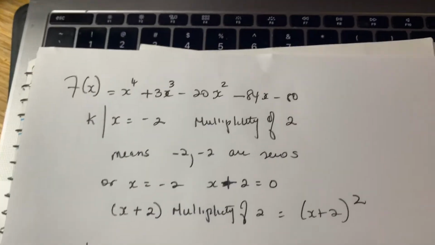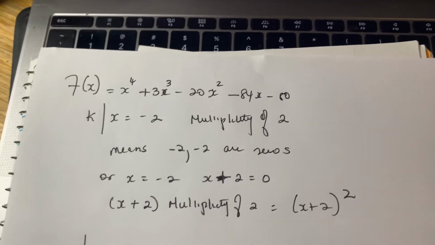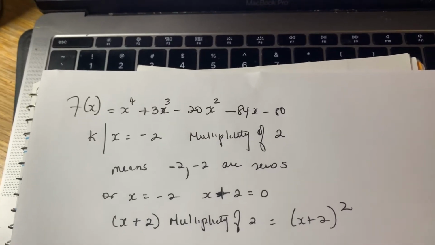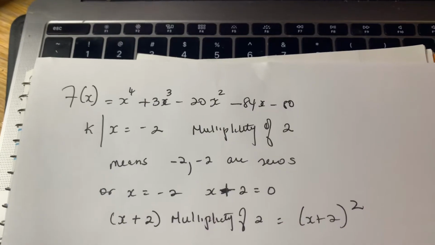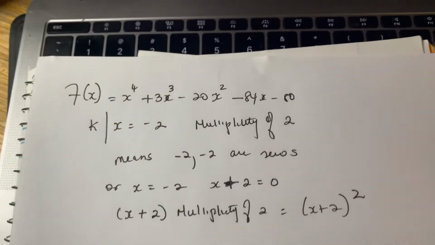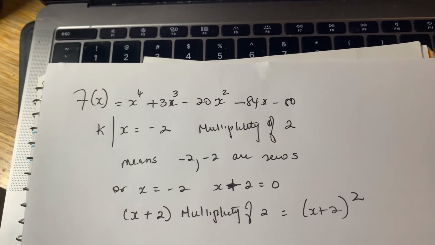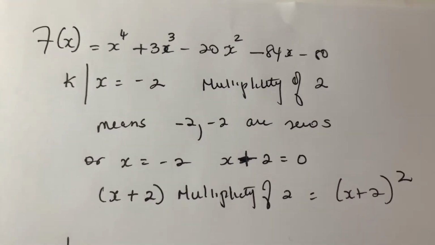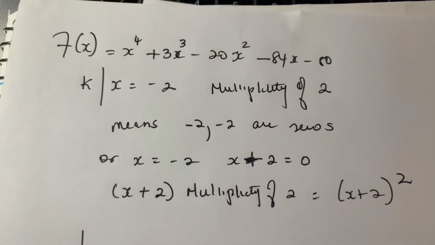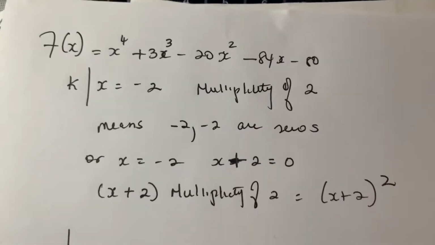So this one, you need to find f of x is equal to x to the fourth power plus 3x cubed minus 20x squared minus 84x minus 80, where k, or x, is equal to minus 2 and has a multiplicity of 2. Now, if it has a multiplicity of 2, it means it can be used twice. So one of the zeros is minus 2 and another zero is minus 2. So those are two zeros. We found two zeros for this polynomial so far.